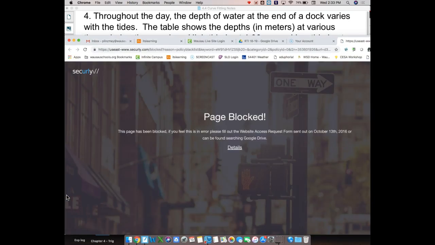Page blocked? How can it be page blocked? I watched it already once today.